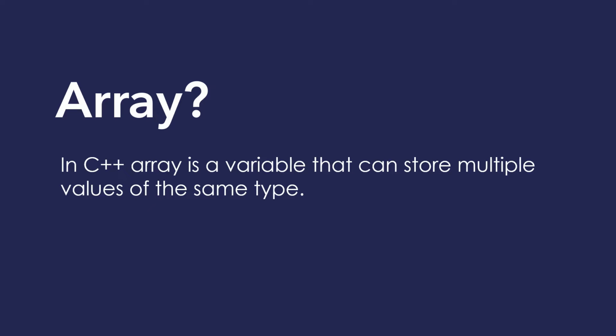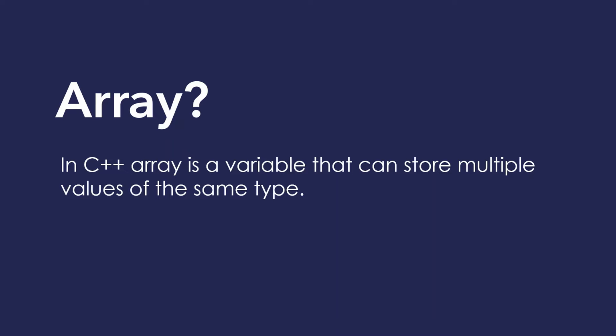First of all, we'll see what is actually meant by the term array. In C++, an array is a variable that can store multiple values of the same type. There are some important points here: multiple values and same type. That means we can only store multiple values of the same data type.